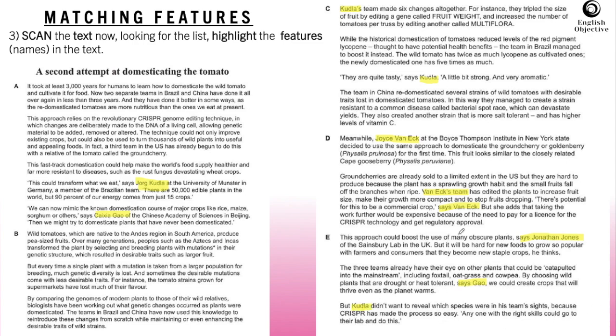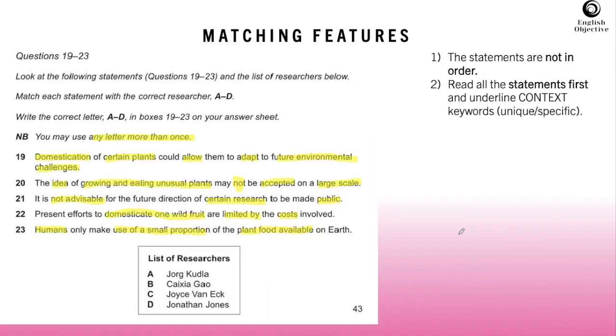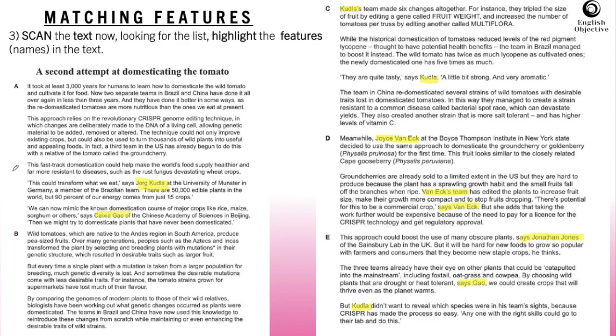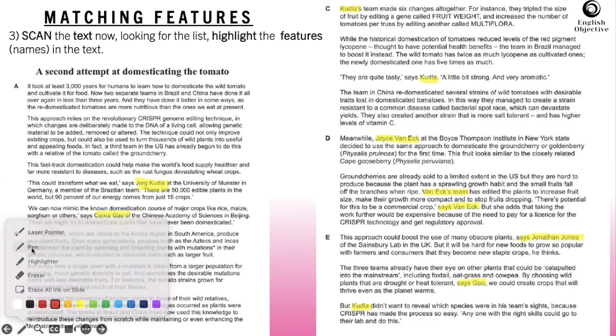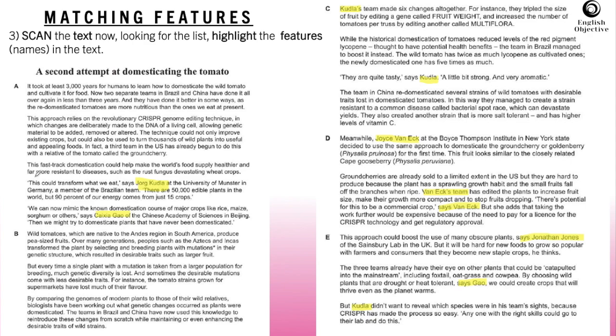So as you can see, I spent very little time in the text because it was just looking for capital letters and names. Because I haven't read this text before, I would have to get some more information and a little bit more context about the text before choosing the features and focusing on the statements.